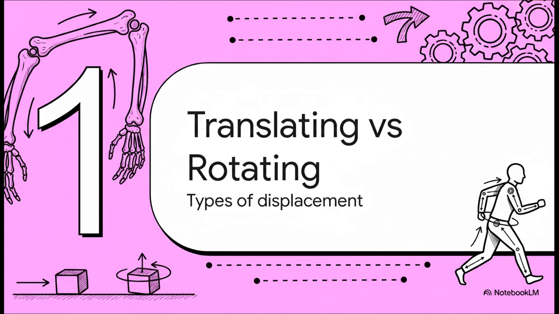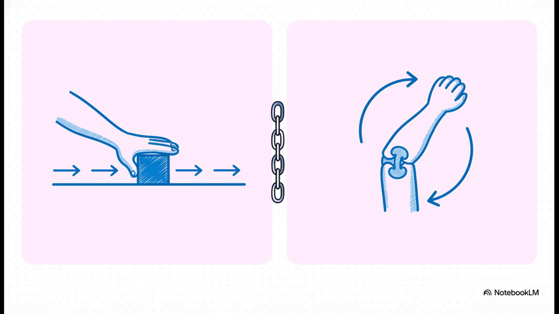Section 1. Translating versus rotating. Let's establish the types of displacement. So we have two foundational ways any rigid segment in our body can move. First up is translatory motion. Think of this as linear displacement, where a segment moves in a straight line and every single point on it travels the exact same distance in parallel paths. Compare that to rotatory motion, or angular displacement, which is movement around a fixed axis in a curved path. But here's the kicker. Pure translatory or pure rotatory motion almost never actually happens in human movement. Since our body segments are linked together, our motions are almost always a combination of the two.